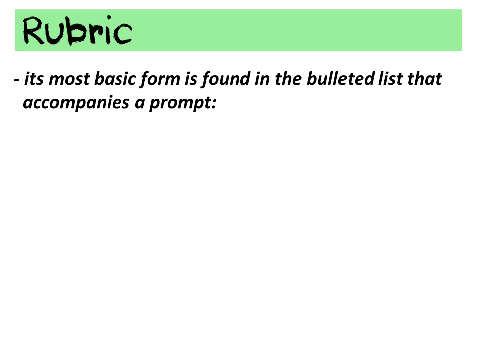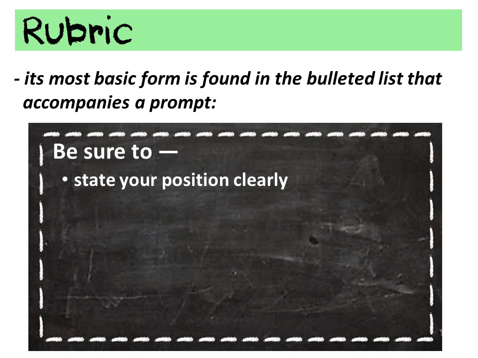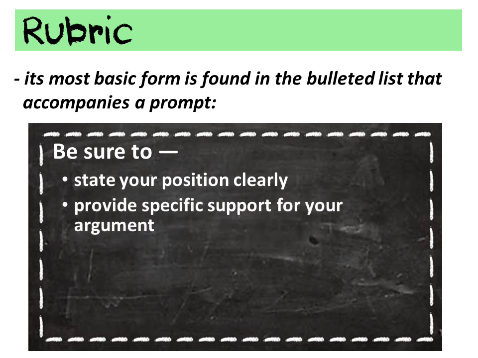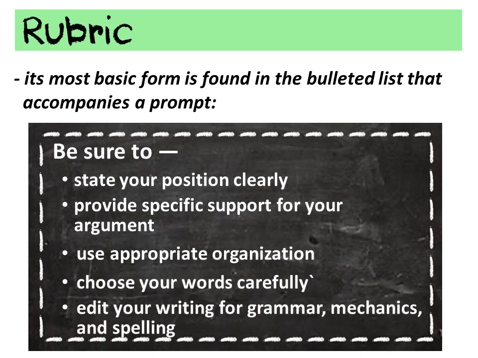accompanies your writing prompt. At the bottom of the page, it will remind you, be sure to state your position clearly, provide specific support for your argument, use appropriate organization, choose your words carefully, and edit your writing for grammar, mechanics, and spelling. This is a rubric for a persuasive essay, and that's why it doesn't specify thesis. It says make sure you state your position clearly.